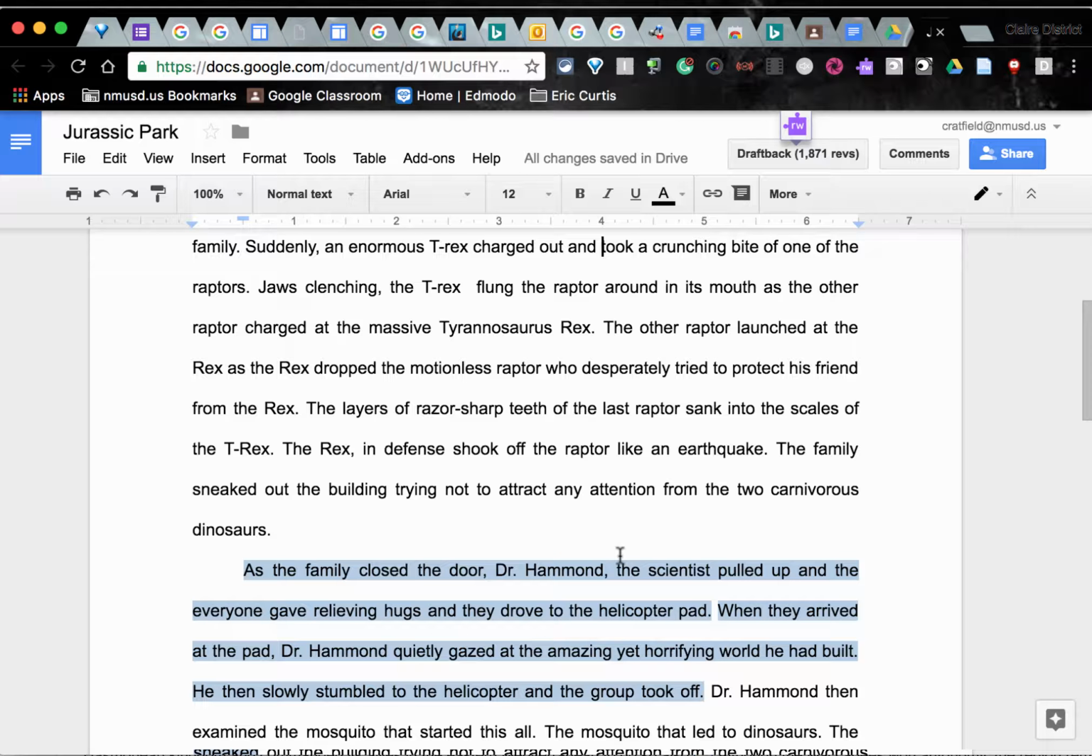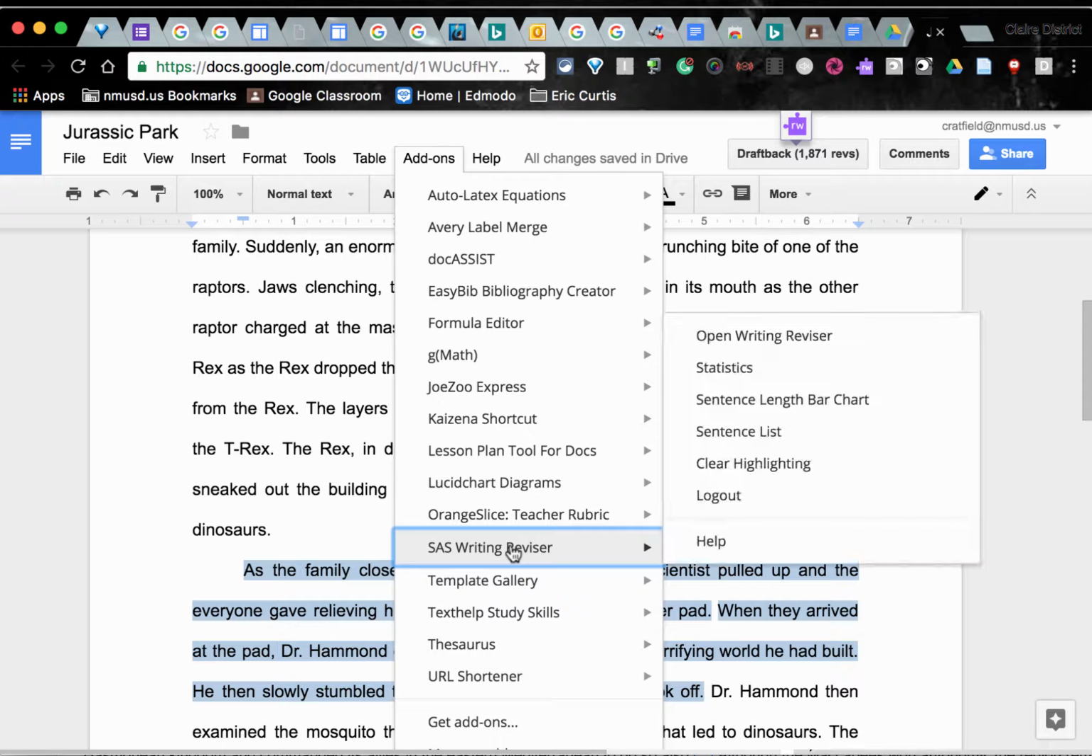Hi, I want you to use SAS Writing Reviser to revisit Jurassic Park. Today you looked at using different verbs, sports verbs, to try to embed them to have a different perspective on your writing. So strong verbs are really what drive good writing. So we're going to look at SAS Writing Reviser.